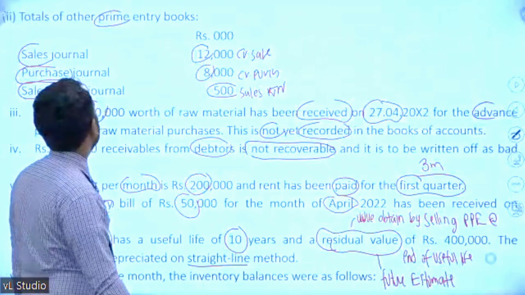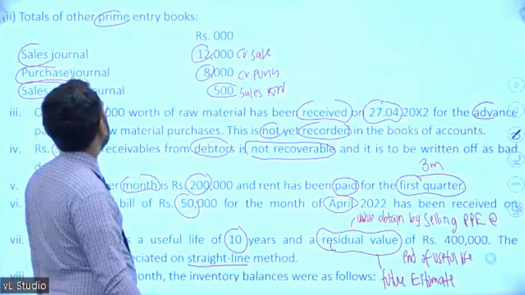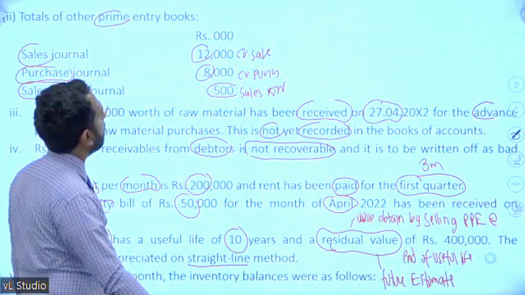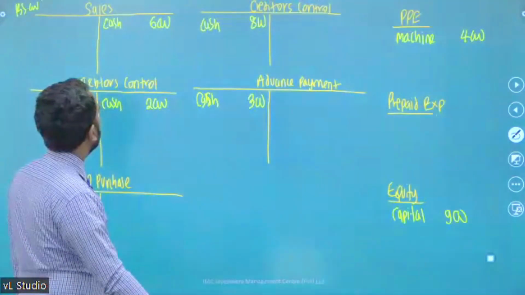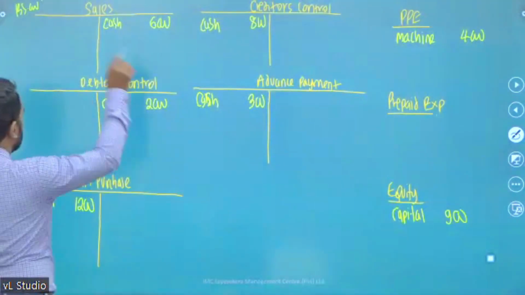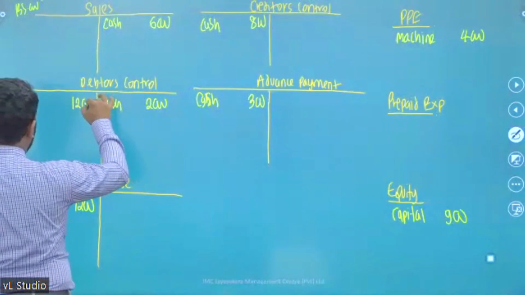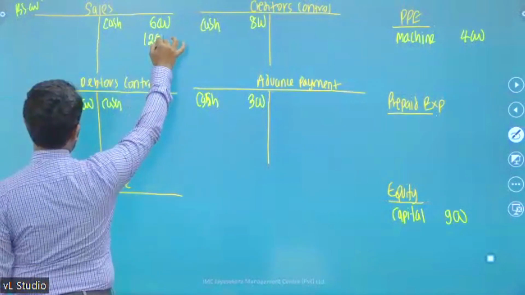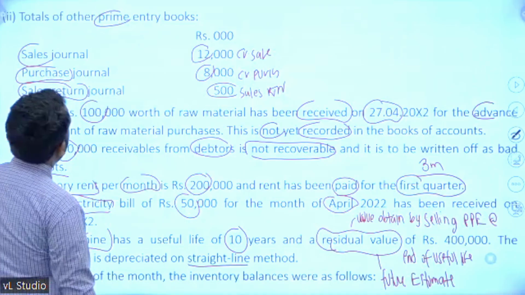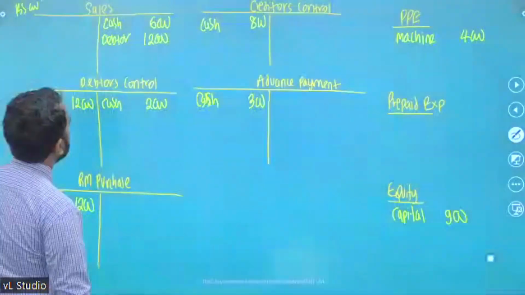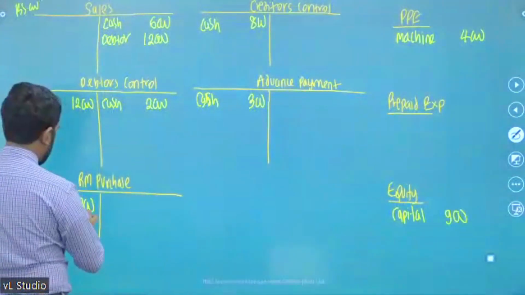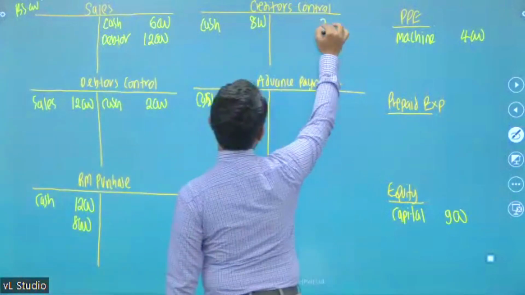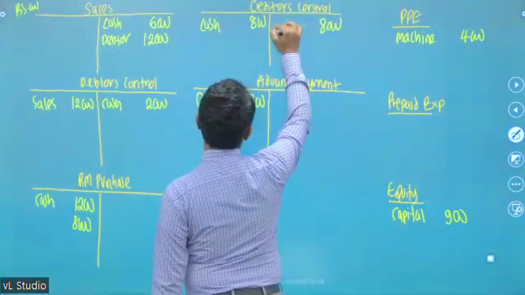Then the other information. Totals of the other prime entry books. So we have the credit sales 12,000. So what is the double entry? Debited to debtors control account 12,000. Credited to sales account 12,000. Right? Then we have the credit purchases debited to purchase account. Credited to creditors control account 8,000.